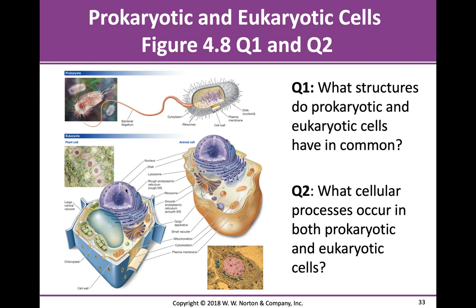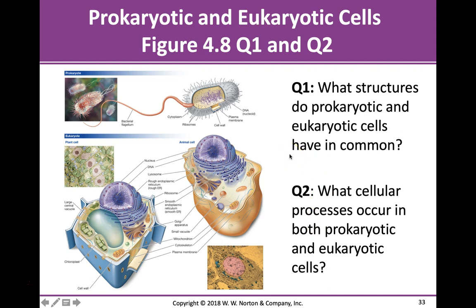All right. So what structures do prokaryotes have in common? We talked about that. You see the nucleus, both of them have a nucleus. Both of them have RER, rough endoplasmic reticulum. Both of them have ribosomes. Both of them have smooth endoplasmic reticulum. Both have Golgi apparatus. Both have mitochondria. Both have cytoskeleton. Both have plasma membrane. So there's a lot of stuff which is common.